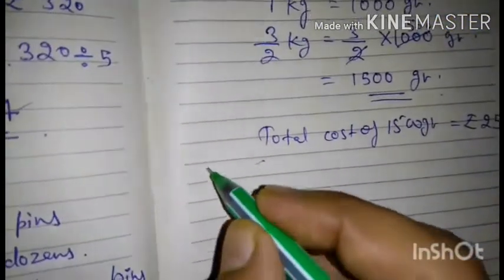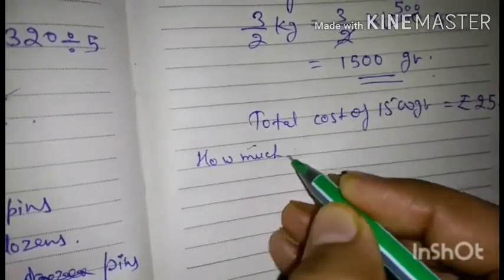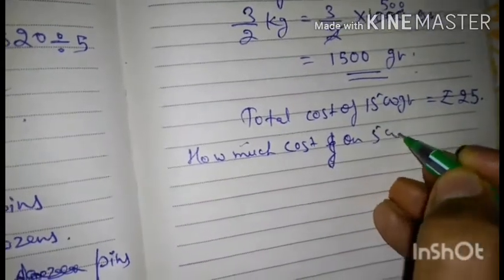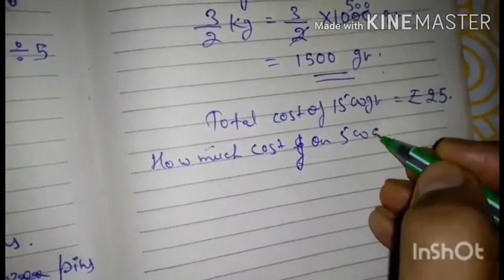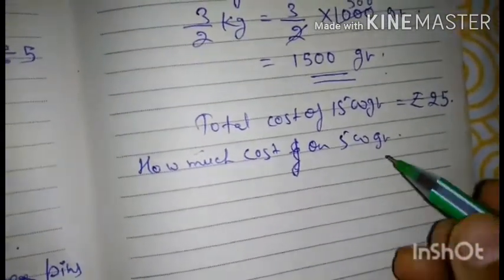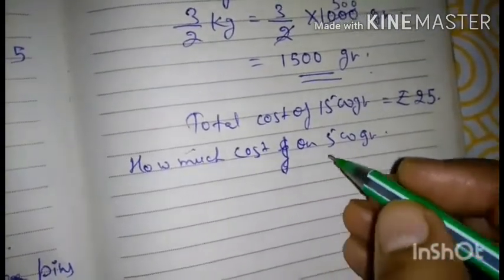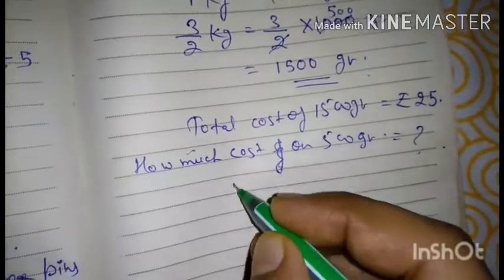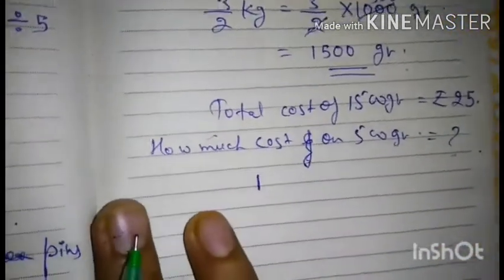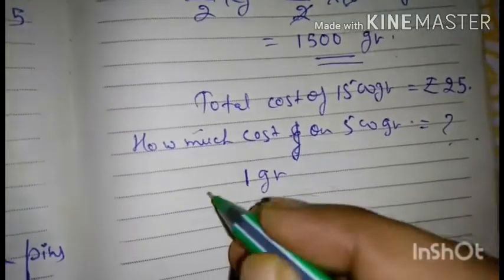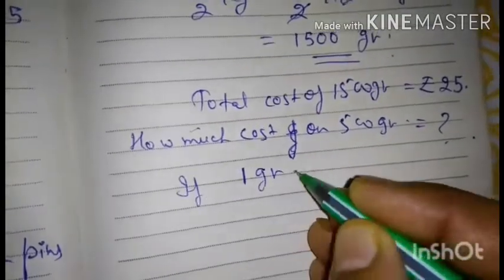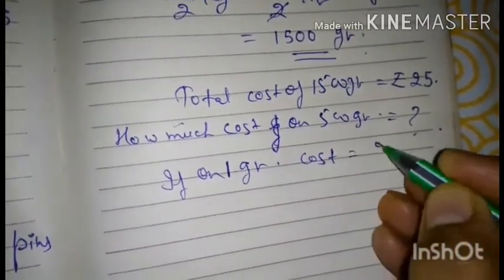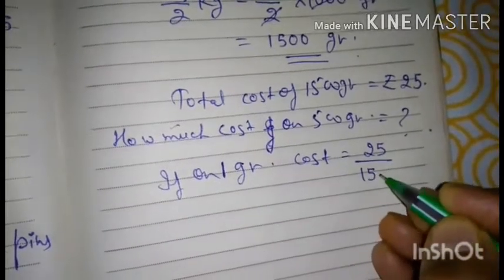So how much is the cost for 500 gram? For 500 gram also can be right. Okay, so how much cost will come on 500 gram? 1500 gram is rupees 25, so 500 gram is asked for. Okay, so 1500 gram is given. So first find out how much cost on 1 gram. So on 1 gram, cost is equal to 25 by 1500.